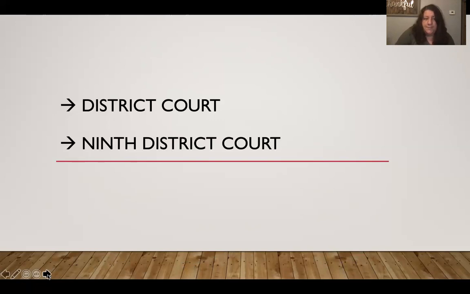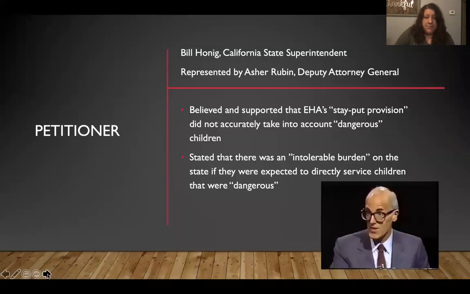also known as FAPE. An appeal by the petitioner, Bill Honig, who was the state superintendent in California, went to the Ninth District Court. The Ninth District Court also ruled in favor of the plaintiffs, John Doe and Jack Smith. The only difference between the district court and then the appeal to the Ninth District Court was that the Ninth District Court said 10-day suspensions were acceptable versus the district court saying 5-day suspension. So eventually, an appeal made its way to the Supreme Court.